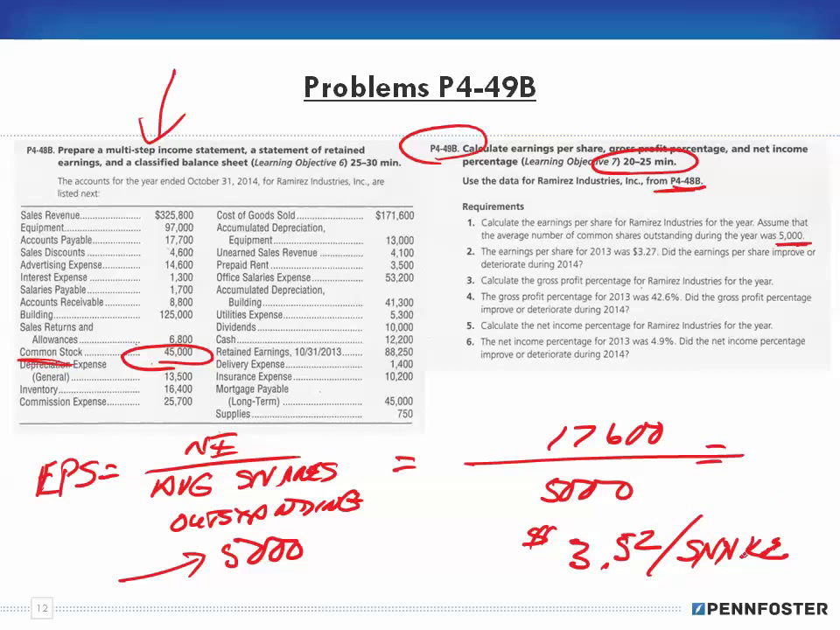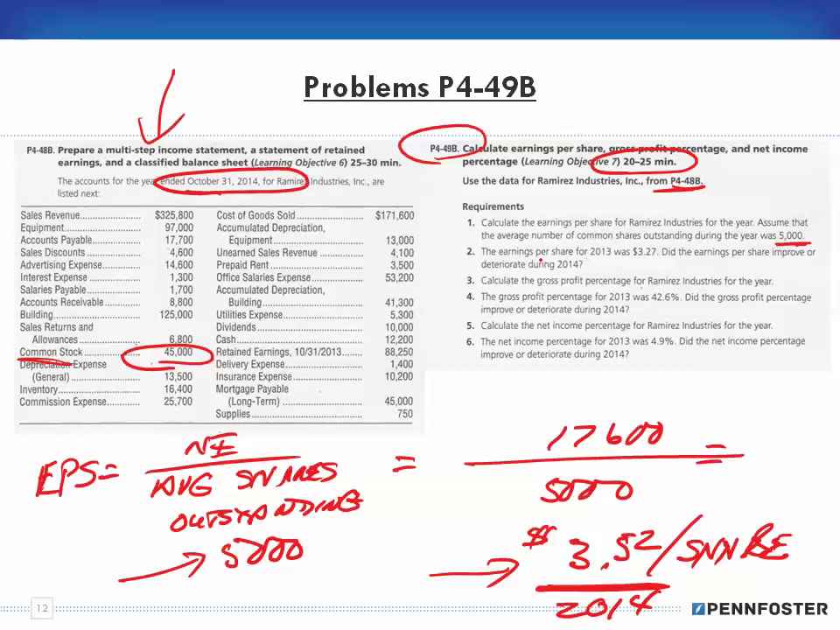Okay, come on, per share. There we go. All right, so that's number one. That's our earnings per share. Now, number two says the earnings per share. Remember, this here is for October 2014. All right, so this is the earnings per share for 2014.